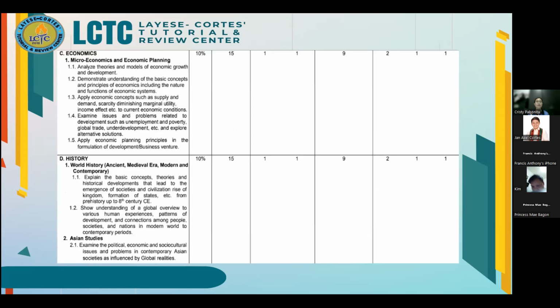Okay, so next is economics. So we will be talking about microeconomics and economic planning. So out of 150 items, 15 items will be about economics. So what will be under the economics? So analyze theories and models of economic growth and development. So katong mga models of kanang economic flow, okay?